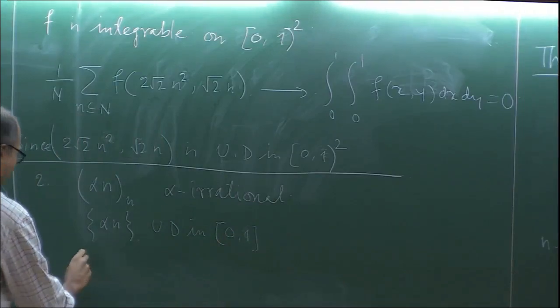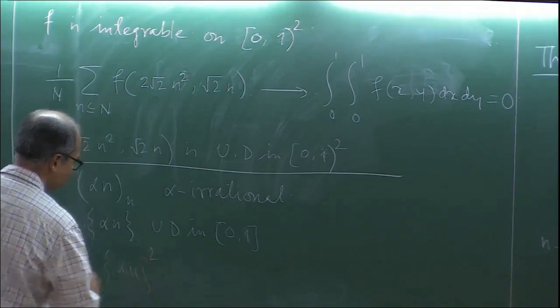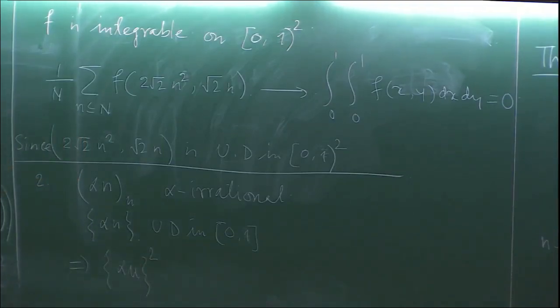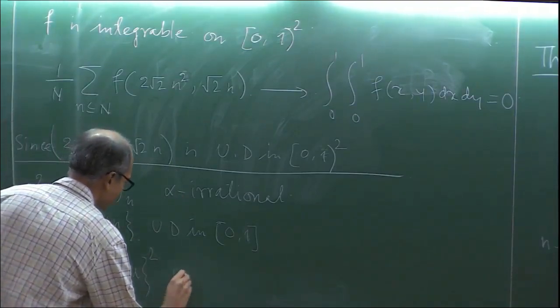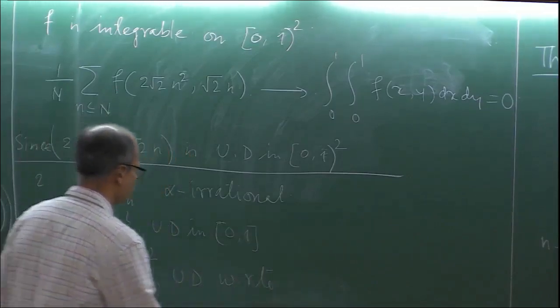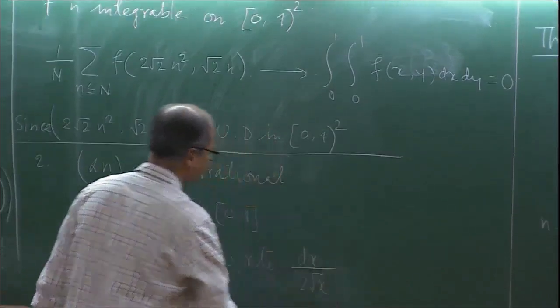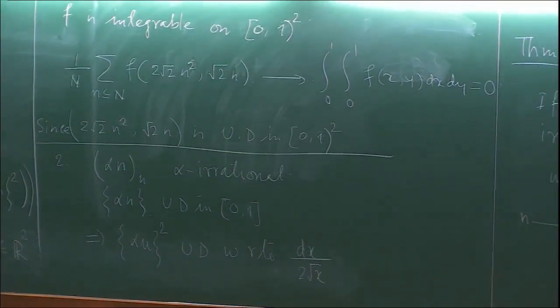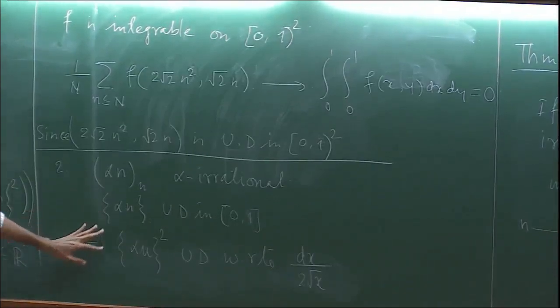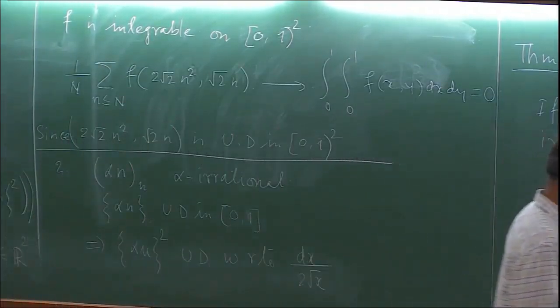So if that is uniformly distributed, then the square is not. If I take the square of this, then it is not uniformly distributed with respect to Lebesgue measure. But this is going to be uniformly distributed with respect to the measure given by dx over 2 square root of x. So what I want to say is that by changing the measure, you can make it uniformly distributed. So there is a measure of uniform distribution.